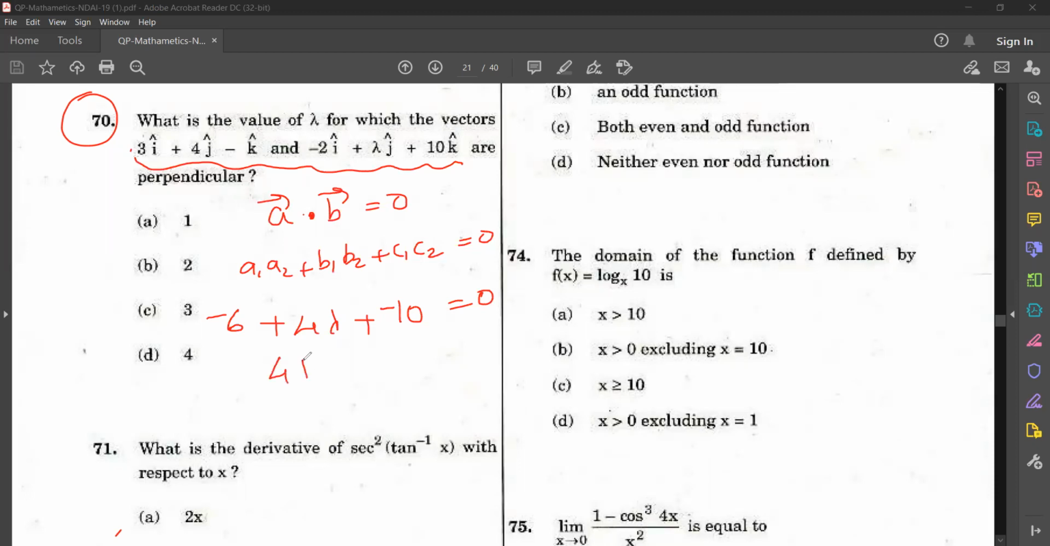So that is 4 lambda is equal to 16. Lambda is equal to 4, 16 by 4, that is the answer. Lambda is equal to 4. Very direct question. Only the condition that you have to understand: if two vectors are perpendicular, their dot product will be 0.